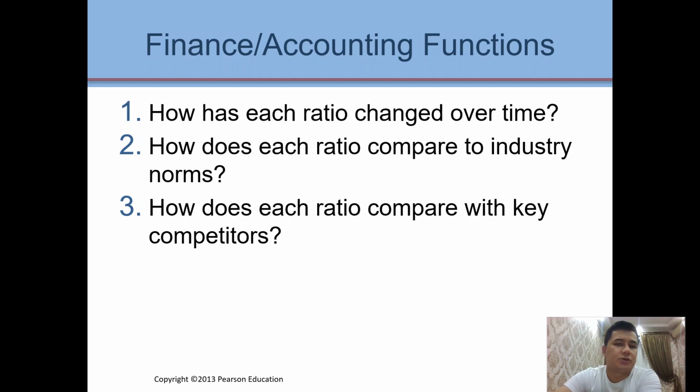So in here you can see the finance accounting functions. How has each ratio changed over time? How does each ratio compare to industry norms? And how does each ratio compare with key competitors?